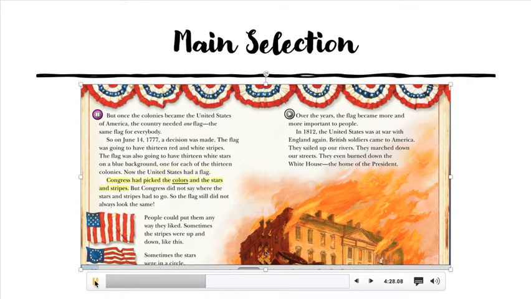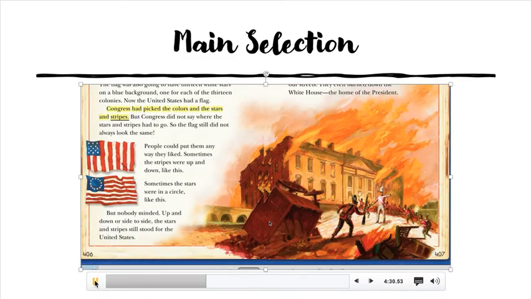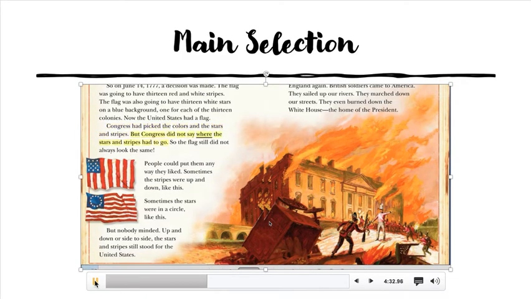Congress had picked the colors and the stars and stripes. But Congress did not say where the stars and stripes had to go. So the flag still did not always look the same. People could put them any way they liked. Sometimes the stripes were up and down, like this. Sometimes the stars were in a circle, like this. But nobody minded. Up and down, or side to side, the stars and stripes still stood for the United States.